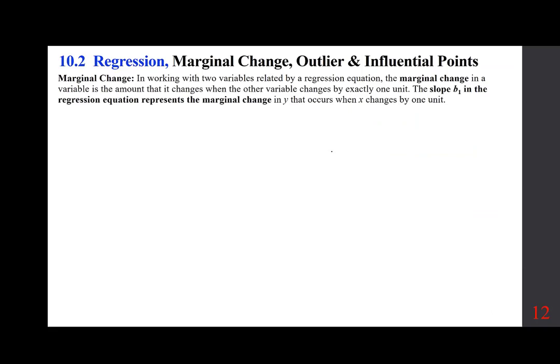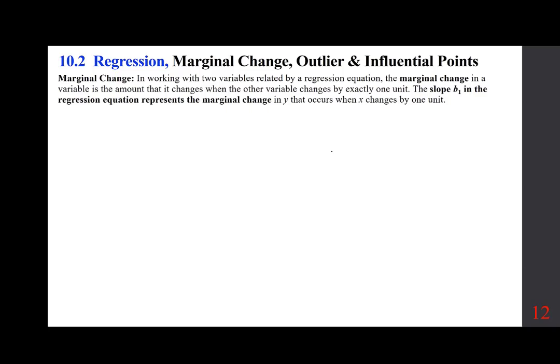Regression, marginal change, outlier, and influential points. So these are some definitions we want to make sure we are comfortable with. Marginal change. In working with two variables related by a regression equation, the marginal change in a variable is the amount that it changes when the other variable changes by exactly 1 unit. The slope B1 in the regression equation represents the marginal change in y that occurs when x changes by 1 unit. Okay, what do we mean by that?